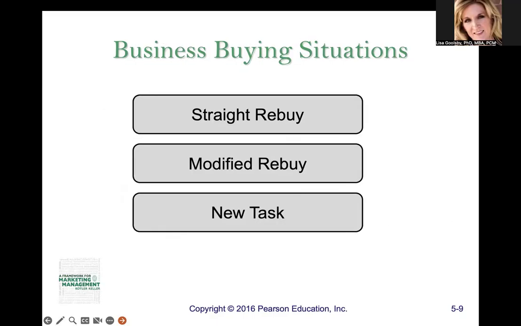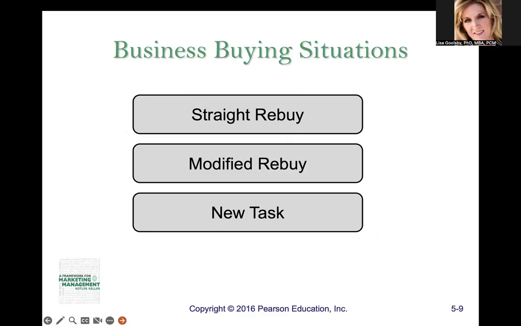So there are a little bit of nuances that make business markets a bit different than consumer markets. And there are three different kinds of buying situations in business. You have a straight rebuy, where you're just repurchasing those things. I do that a lot for the coffee bar. There's a website where I get most of my products from, like paper products and things, and I can go in and just do a straight rebuy of those products.